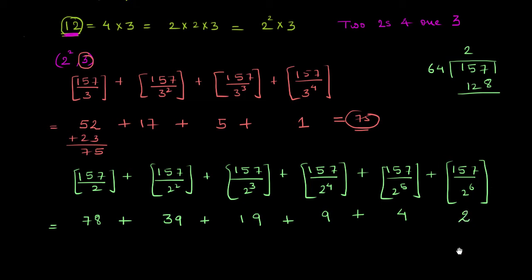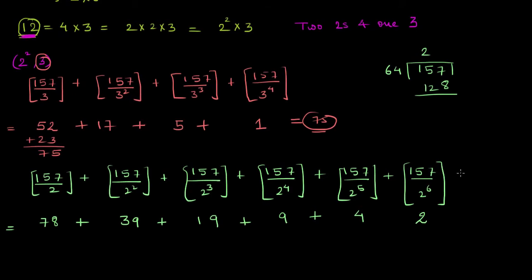And finally let me move down to 157 divided by 2 to the power 7. This will become 64 times 2, that is 128. I'll take 128 one time. So this will be 1 point something, and this will be equal to 1. After this the value will be greater than 157, so I'll get 0 as my greatest integers.